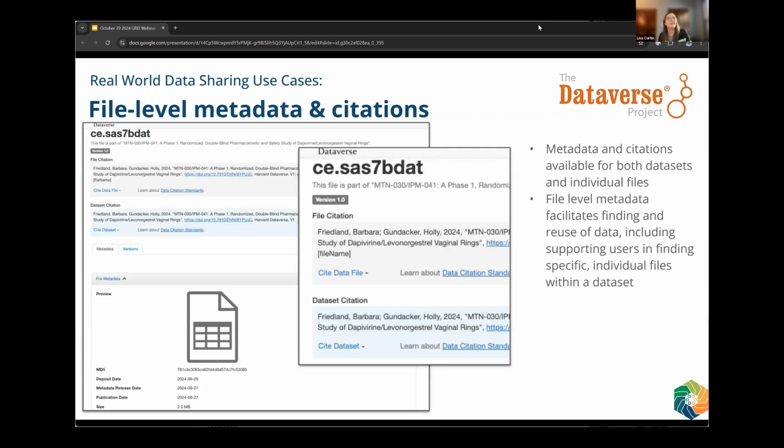Next slide, please. Another feature that several of our repositories offer is file level metadata. With file level metadata, you can get a DOI not only for your entire data set, but also for each file within the data set. And that facilitates increased findability, interoperability, and reusability of your data, because you can find specific files and even in some cases search the contents of those individual files, which makes it that much more accessible and findable. Next slide, please.